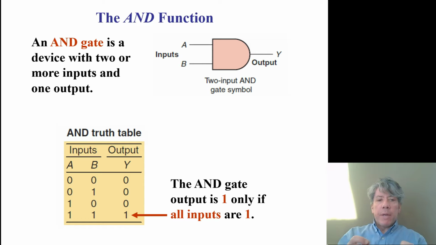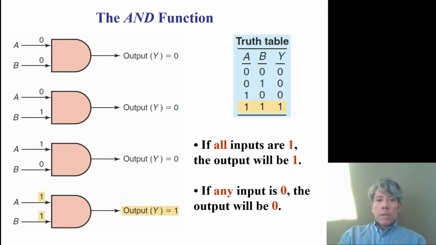Now remember, A and B can't be a half, they can't be 2, they can't be negative anything. So it's either 0 or it's 1, and so it's easy to write out all the different possible combinations of the variables A and B. The only time that the result of an AND function is 1 is when both A and B are 1. So if we were to lay out 4 different AND gates, and this is the symbol for an AND gate, and look at all the different possible combinations, the only gate that would have an output that is on is the one that has 2 inputs that are on.